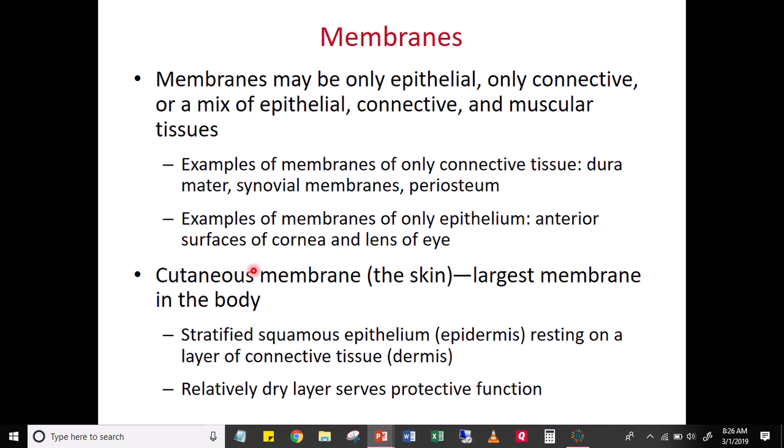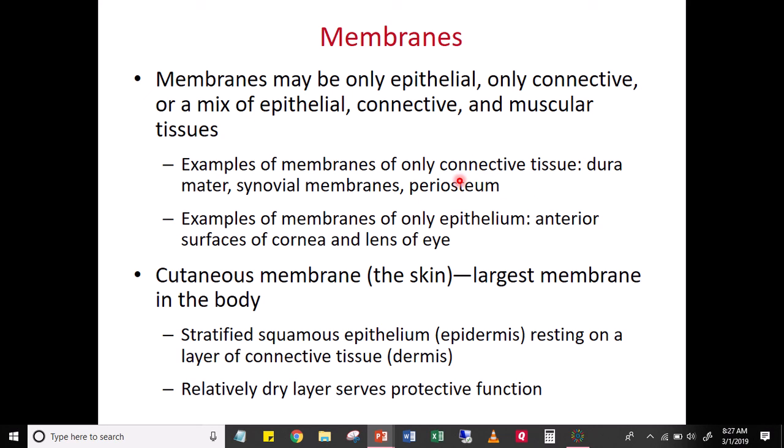Let's move on and focus on membranes. When we think of our membranes, they usually are going to be epithelial in nature. Sometimes they can be connective, and sometimes it's just a mix of different tissue types. When we think of connective tissue membranes in our bodies, we have the dura mater in the brain, we have synovial membranes in our joints, and we have the periosteum wrapping around the outside of our bones.